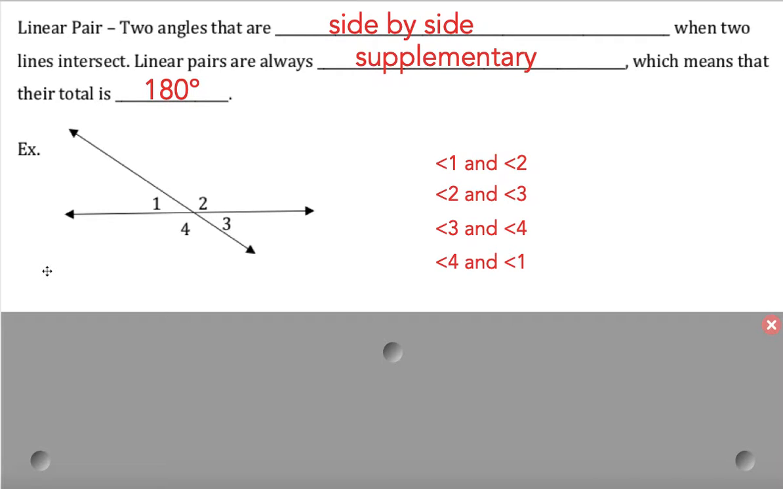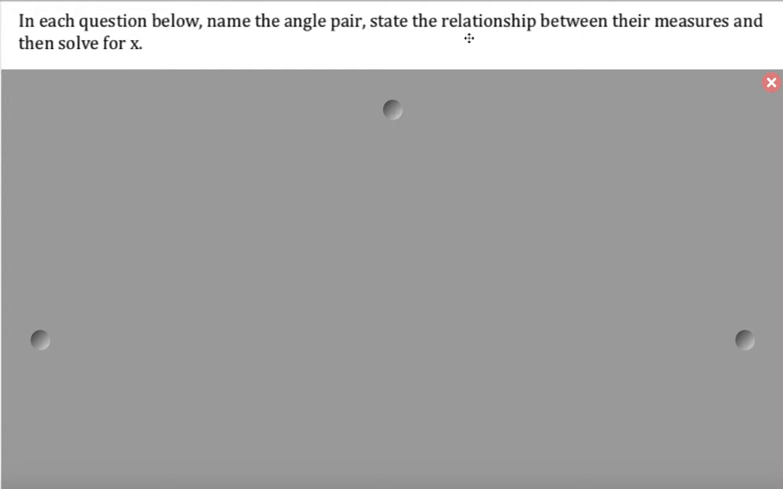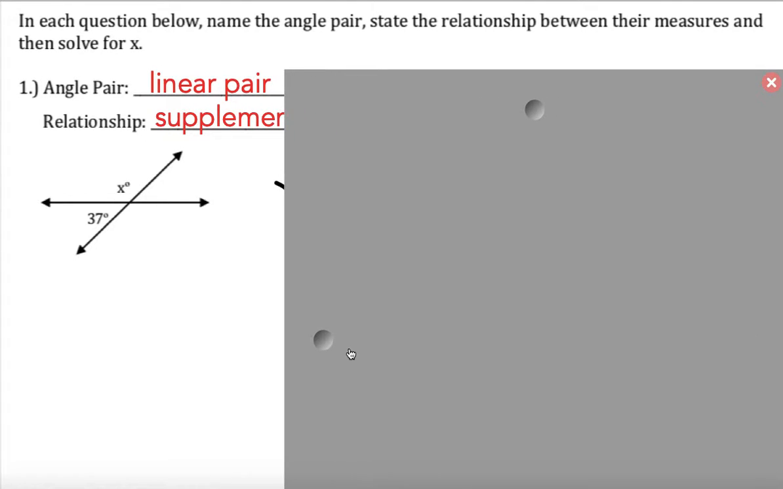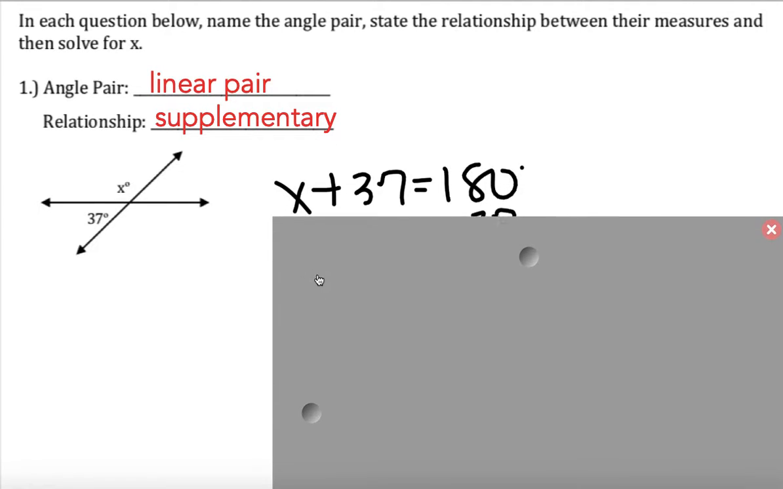In these next examples, we want to first identify the angle pair name, state the relationship, and then solve for x. Looking at this image, we have two intersecting lines, two angles that are side by side, so these are a linear pair. Their relationship is supplementary. Once you know the relationship, you can set up an equation.